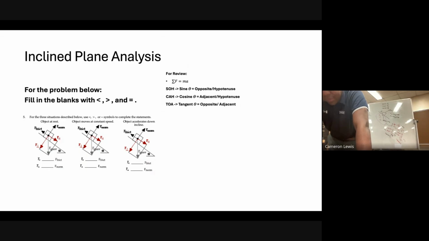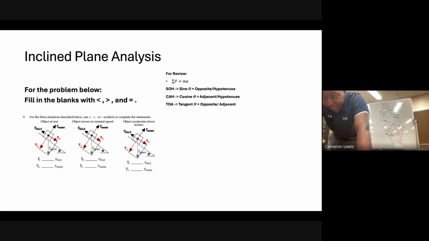Zero. All right. Now, if the object moves at a constant speed, are the forces going to be unbalanced or balanced? Balanced. So then the sum of the forces should be greater than, less than, or equal to? Equal, right? If it's at constant speed, that also means it stays in equilibrium. So the sum of the forces is equal to 0. So both situations should be equal to.